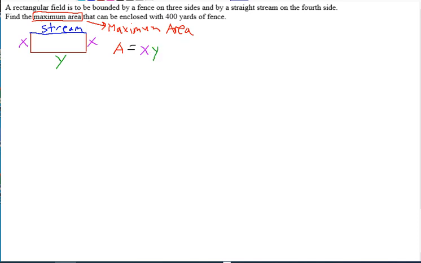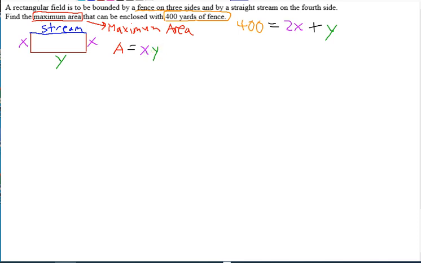So notice what it also tells you is there's 400 yards of fence, which is kind of like perimeter, except perimeter is the distance all the way around the outside, which would also include the stream. And notice the fence is only on three sides where we put the variables x and y. There's no fence on this side with the stream here. So the 400 would equal, if we add up the sides, 2x plus y. And this is our secondary equation that we'll use to get one of the variables, either x or y, out of the main equation, so we can eventually take the derivative of it.